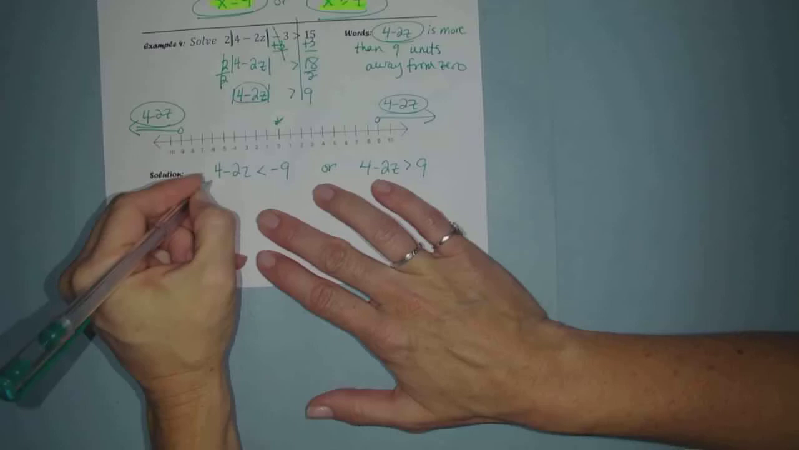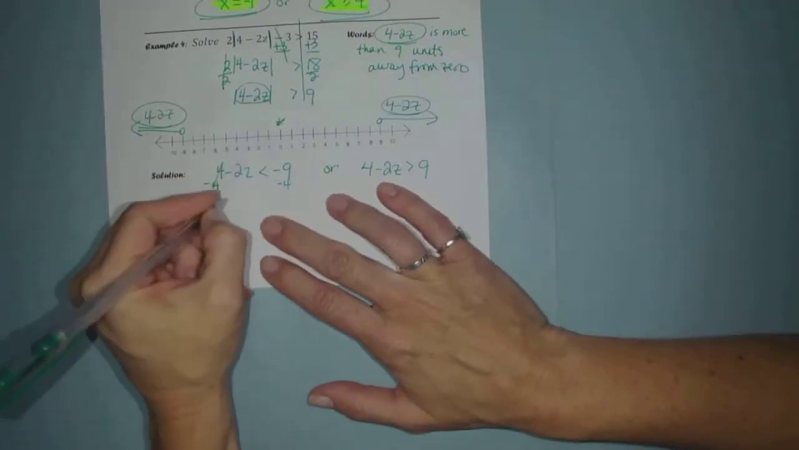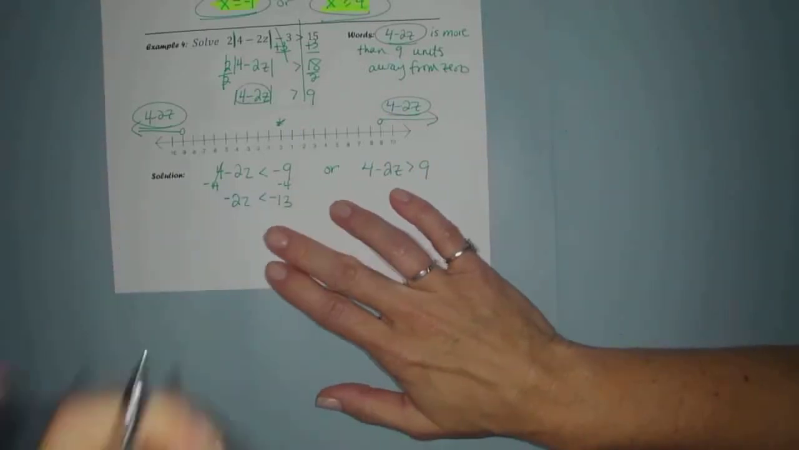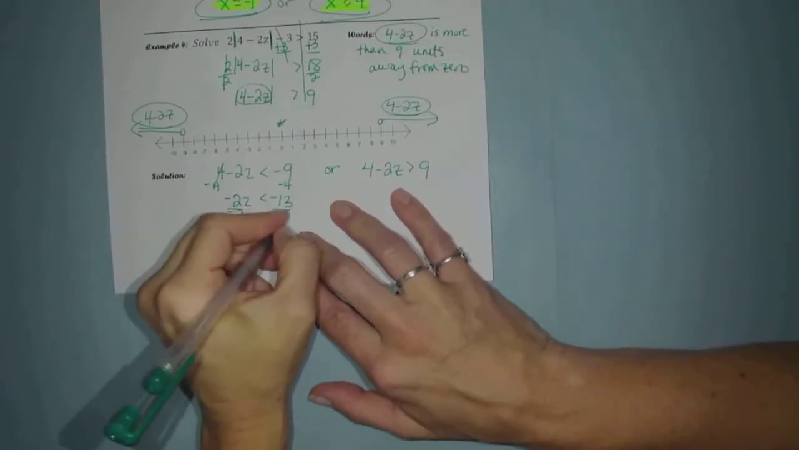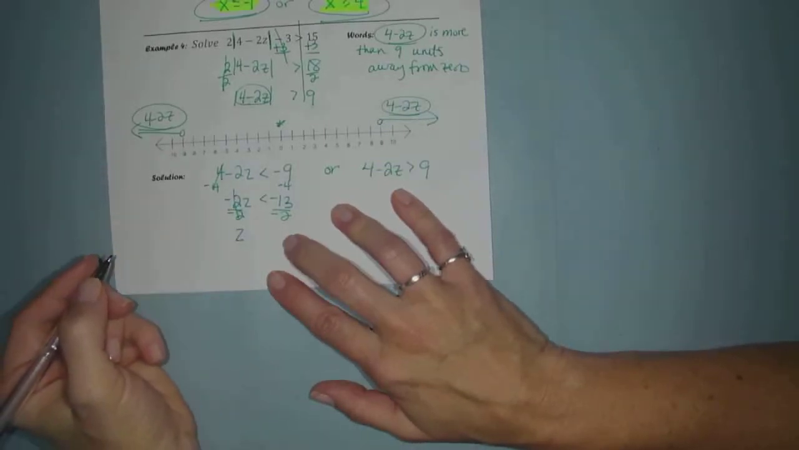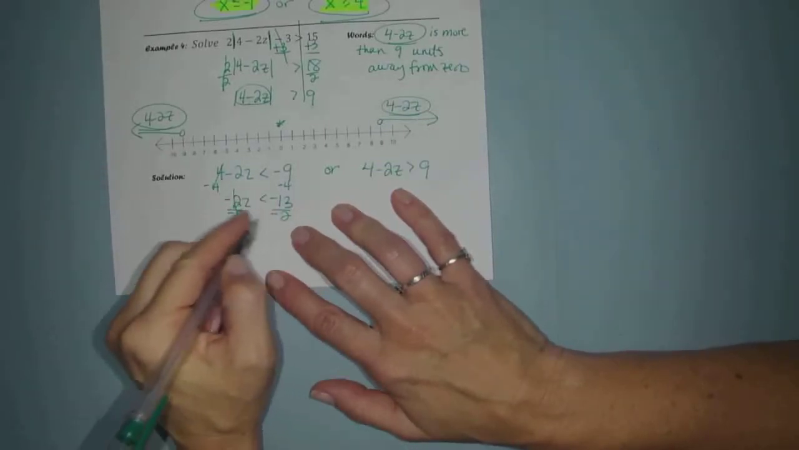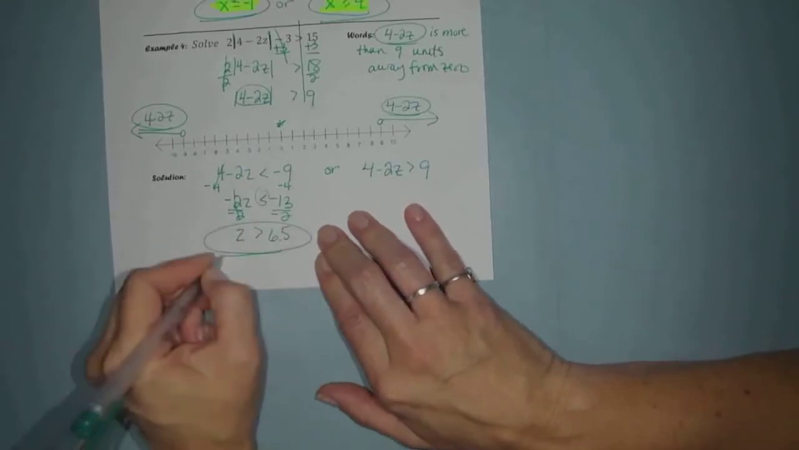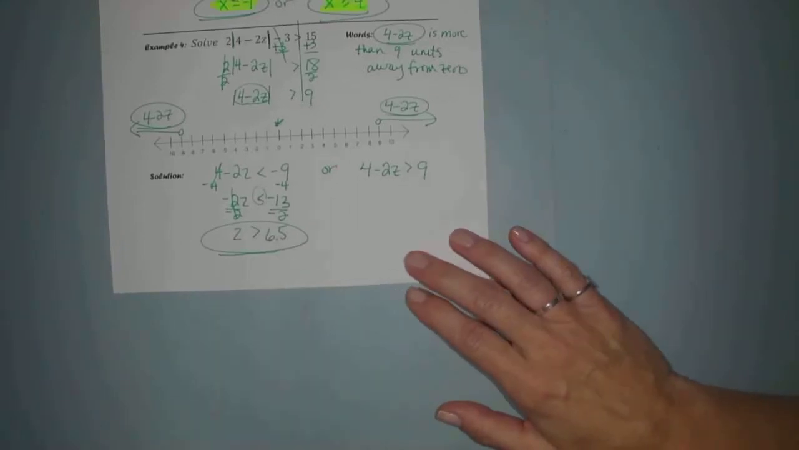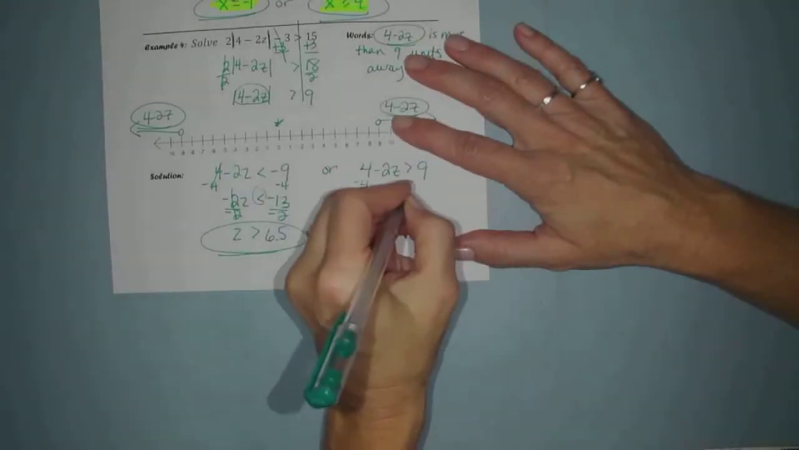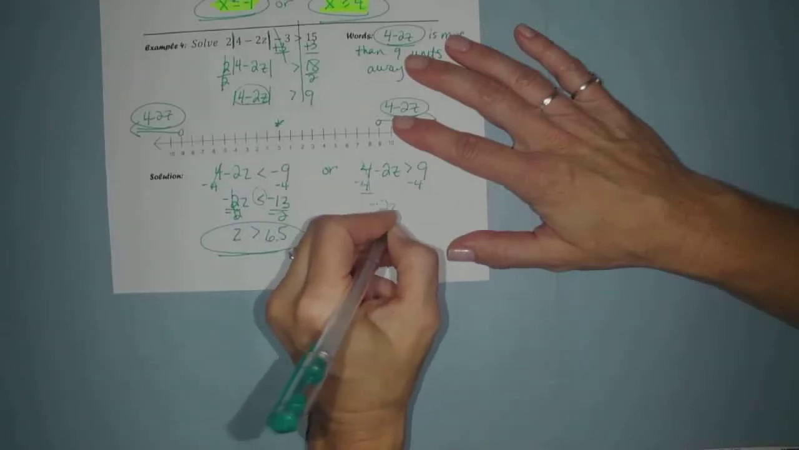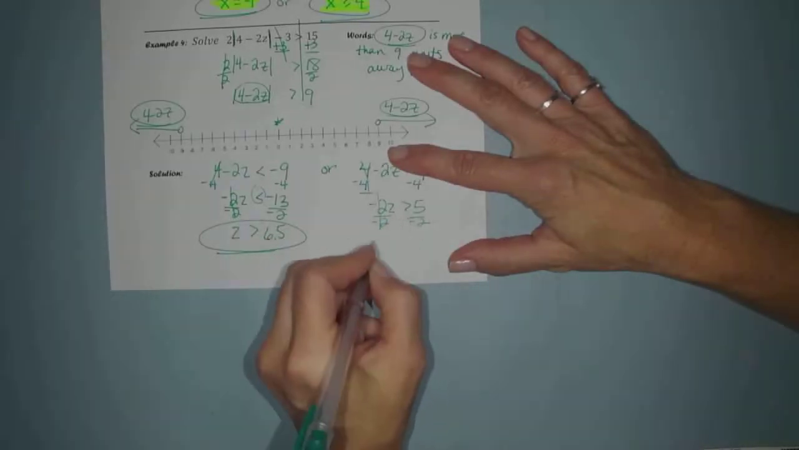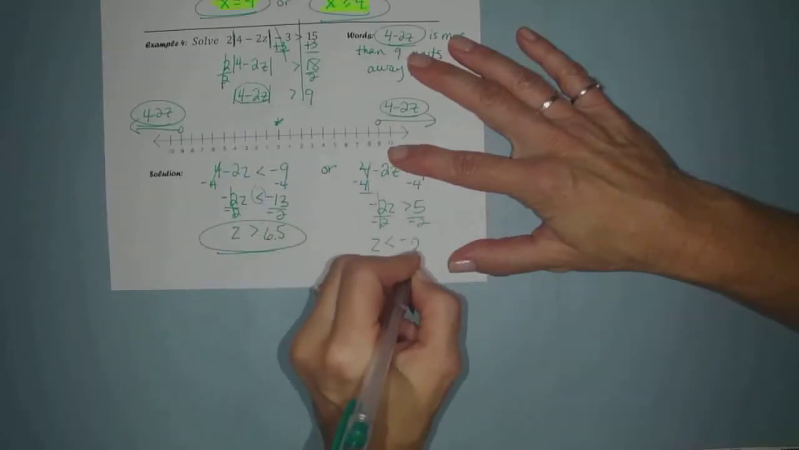So here we're going to subtract 4. Negative 2z is less than negative 13. Divide by negative 2. And z, do you remember the rule? When you divide an inequality on both sides by a negative, it flips again. And that's going to be 6.5. So our z values must be more than 6.5, or, same thing over here, subtract your 4. Negative 2z greater than 5. Divide, divide. Flip it, z is less than negative 2.5.